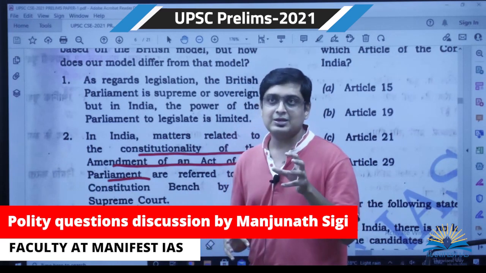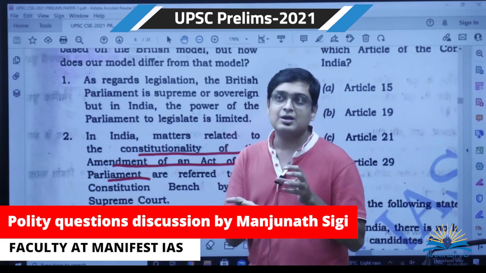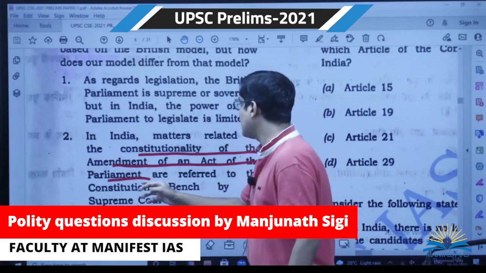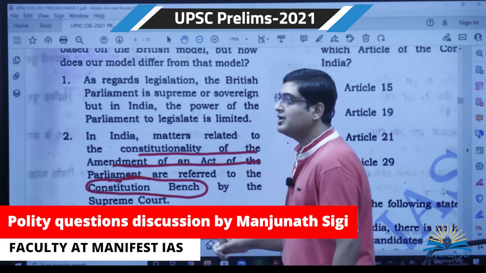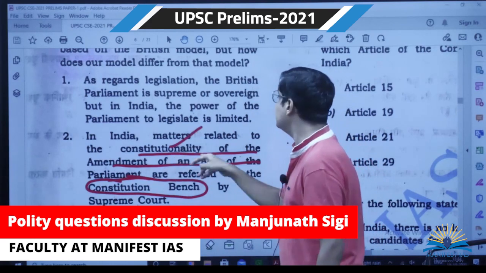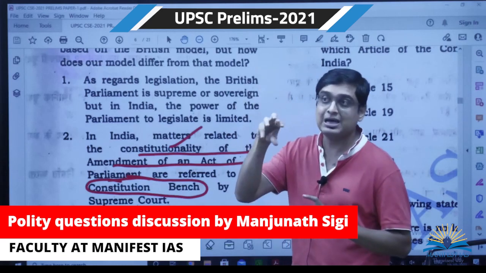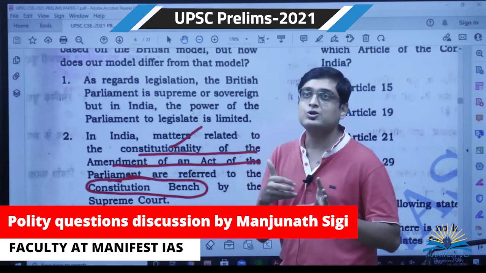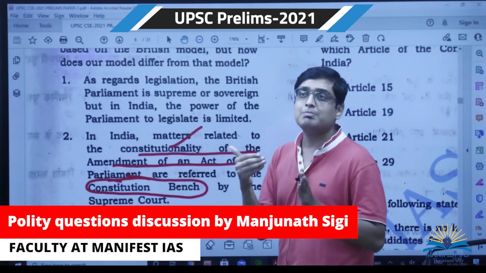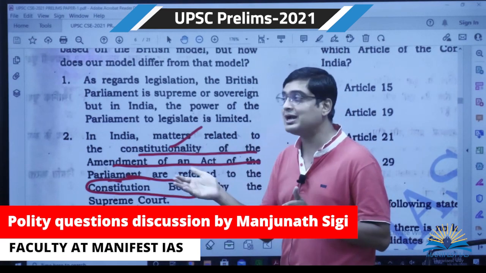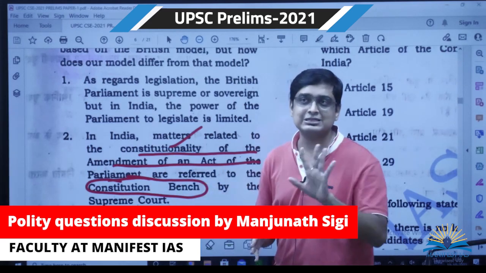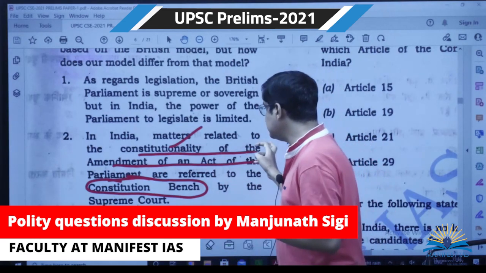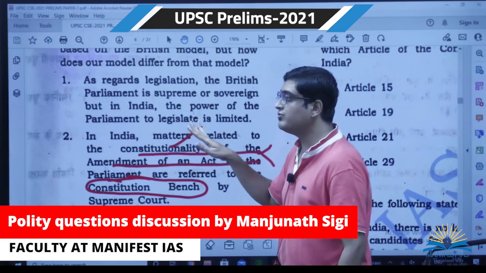When this particular law is under scan or under question, it will be taken to the court. If it is taken to the court, is it mandatory for the court to examine it through a constitution bench? No, this is incorrect. You will get confused by the words constitutionality of the amendment of the act. It is checking the constitutionality of the amendment act, not the constitution per se. If it had been matters related to the constitution, this might have been correct. But it is saying that an act of parliament or an amendment act is referred to the constitution bench, not necessarily. A constitution bench is formed usually in very limited cases like presidential and vice presidential elections. So this is an incorrect statement, though superficially it seems correct.